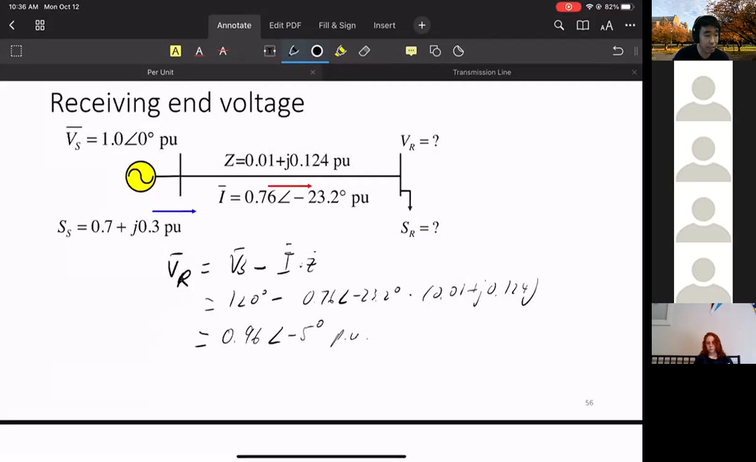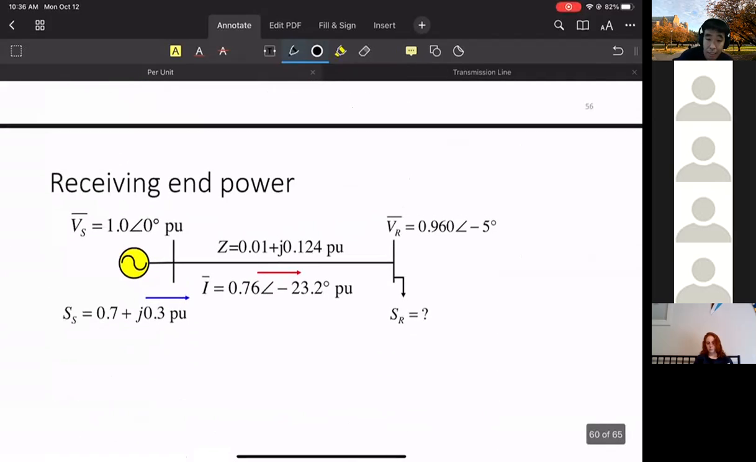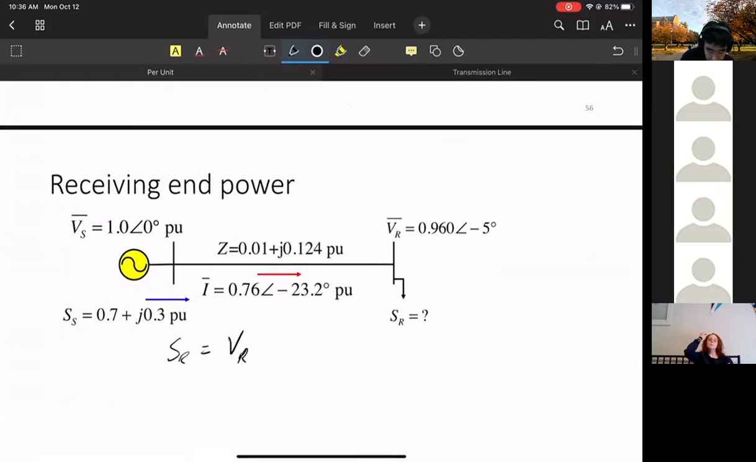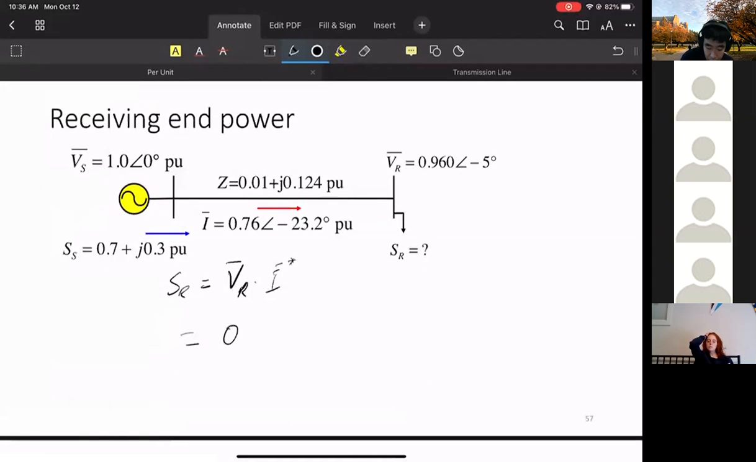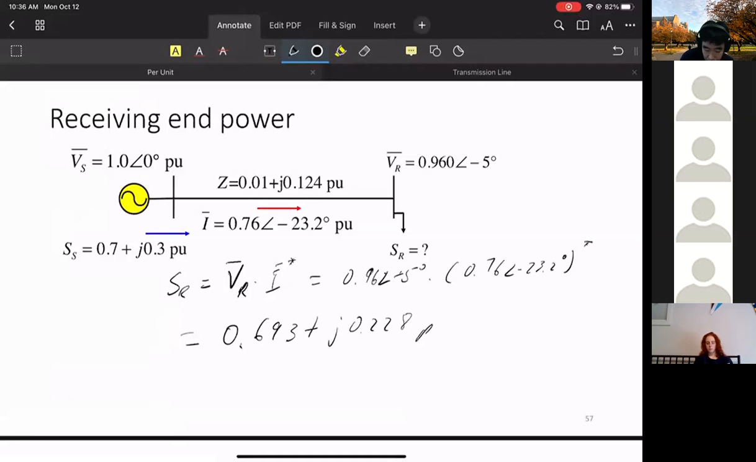And then the power is again fairly easy to compute. If we know the voltage and we know the current, then the power is really simple to compute. We have the received power as the received voltage times the conjugate of the current. Plugging in all the numbers, we get 0.96 angle minus 5 degrees times 0.76 angle minus 23.2 degrees, conjugate. Plugging in all the numbers, we get 0.9693 plus j0.228 per unit.